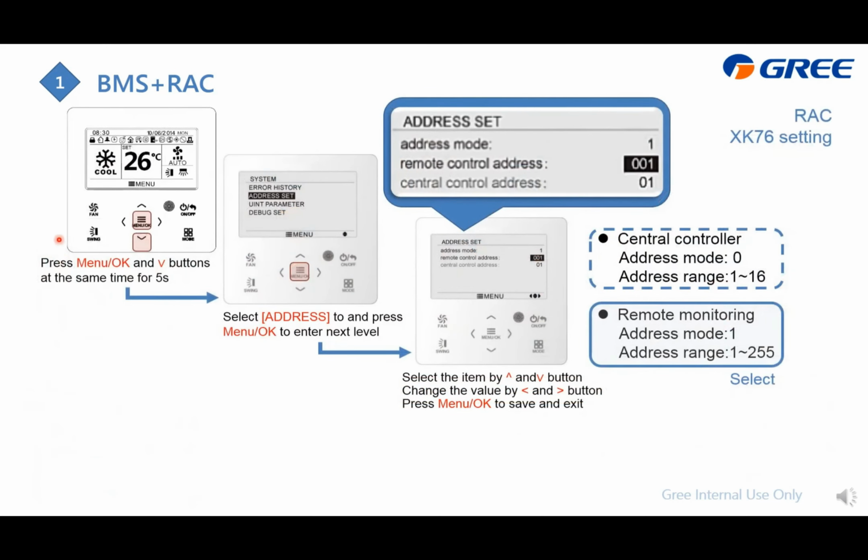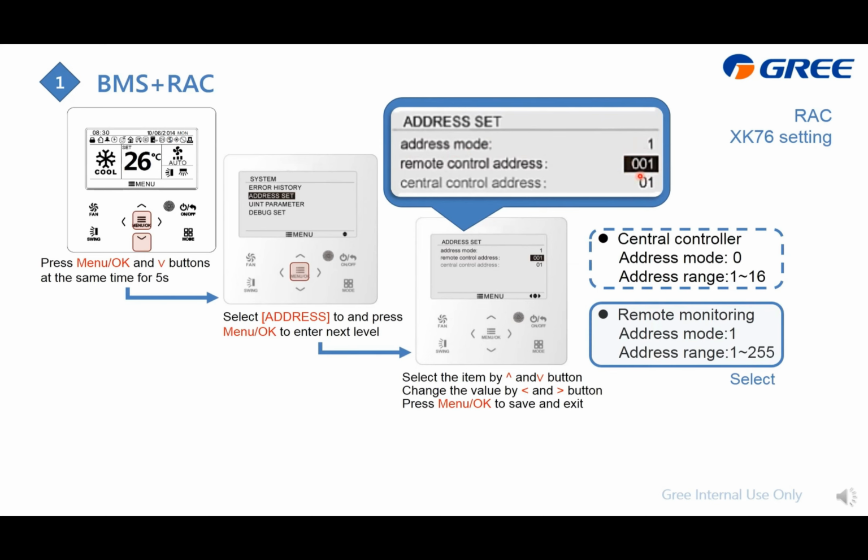After the wiring, you need to do the setting on the wire controller to change the address, just follow this setting. Press the menu and down buttons at the same time for 5 seconds, and then you can enter this page. Then select this address set, and then you will enter this one. This is to select which protocol and the address of this wire controller. You need to select this remote monitoring and select the address to make it different for multiple RACs.